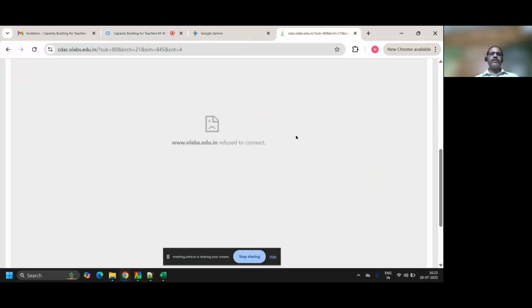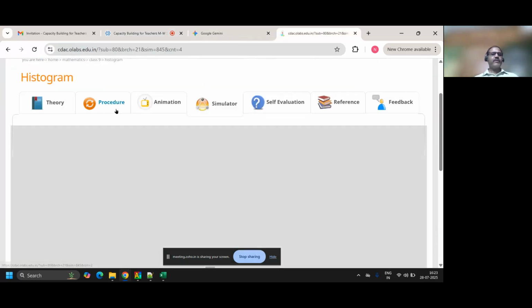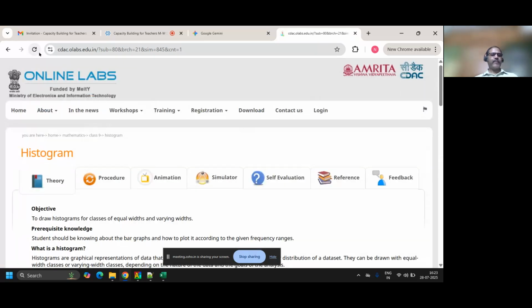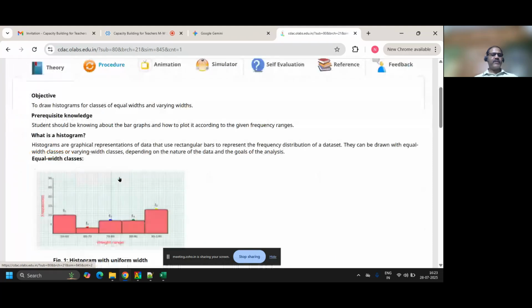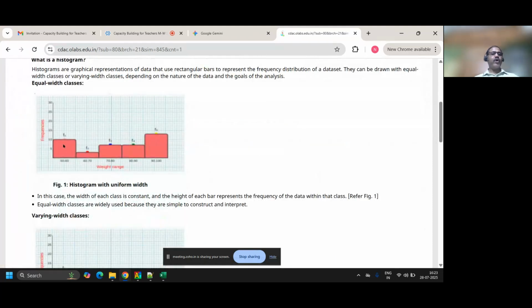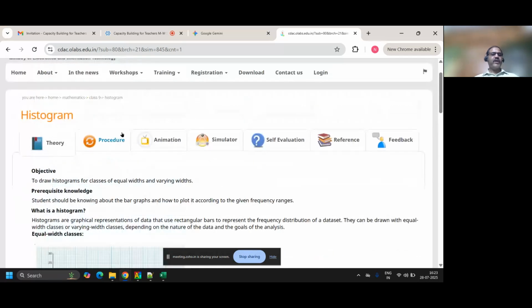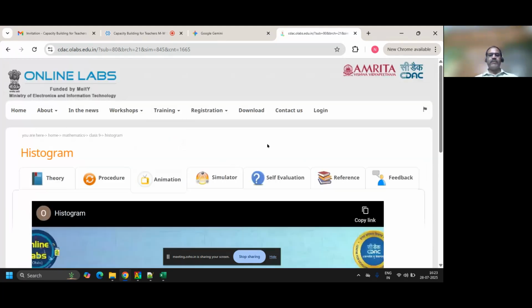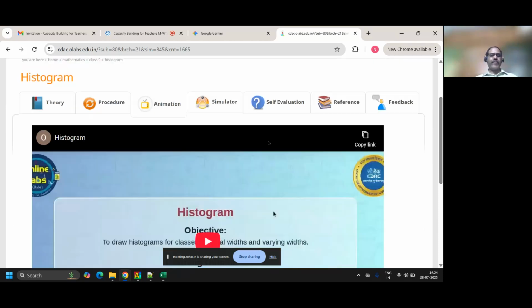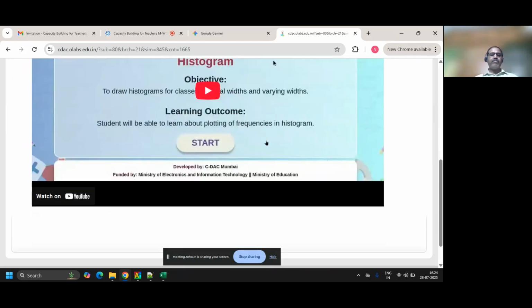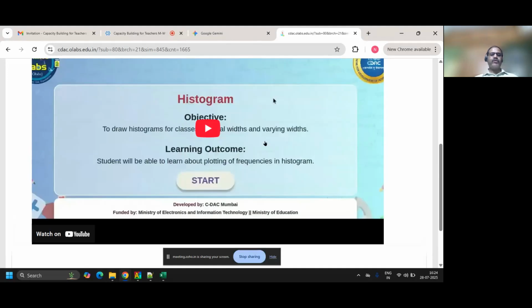I come to OLAPs. In OLAPs, you can again talk about histograms. You will have the type of histogram. So they know how to draw this, what are the points that you have to give, what is the procedure to draw these diagrams, what is the animation. One good thing about OLAPs is that it gives a complete video also for that.